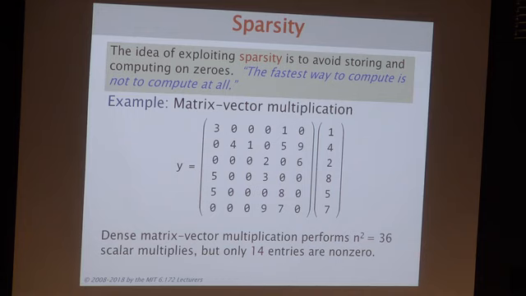This is matrix vector multiplication. So we want to multiply an n by n matrix by an n by 1 vector. We can do dense matrix vector multiplication by just doing a dot product of each row in the matrix with the column vector. And then that will give us the output vector. But if you do dense matrix vector multiplication, that's going to perform n squared, or 36 in this example, scalar multiplies. But it turns out only 14 of these entries in this matrix are non-zero. So you just wasted work doing the multiplication on the 0 elements because you know that 0 times any other element is just 0.